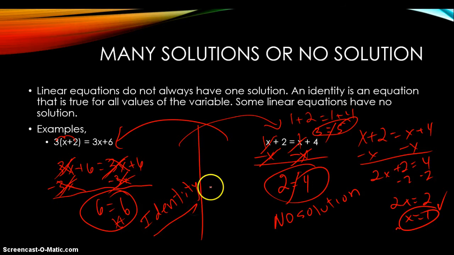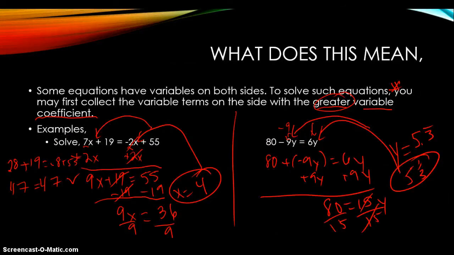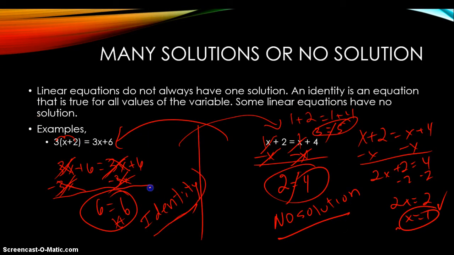It's very important that you write these definitions down and give yourself an example of what that looks like. So we could have a one solution. This is what we'd call a one solution. Okay? Then you get an identity, which means really all real numbers. And we have no solution.